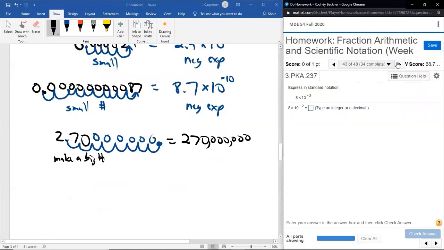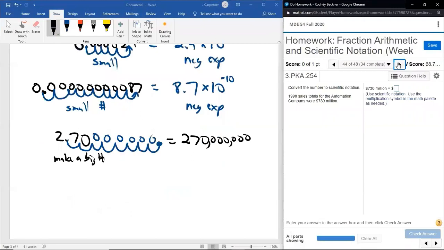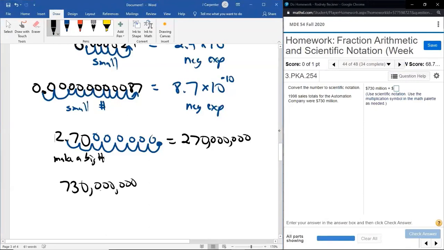All right, we've done a decent amount that way. Here we go. Convert the number to scientific notation. So we got 730 million. So you might say this number is just 730 and start moving a decimal place. And that would be okay if the word millions was somewhere in the answer, but it's not. So we got to know that this is 730,000,000. That's how much money this is.